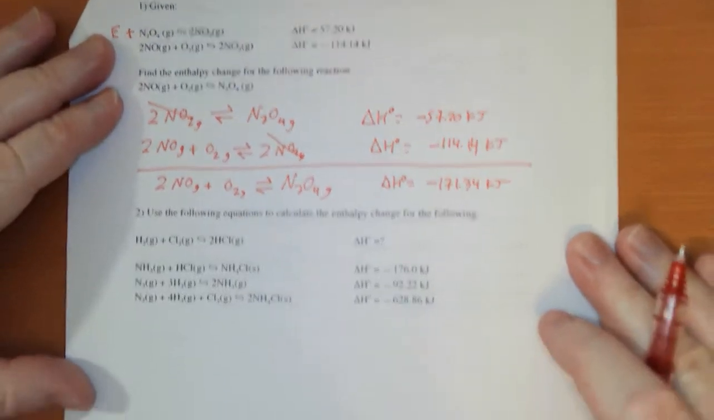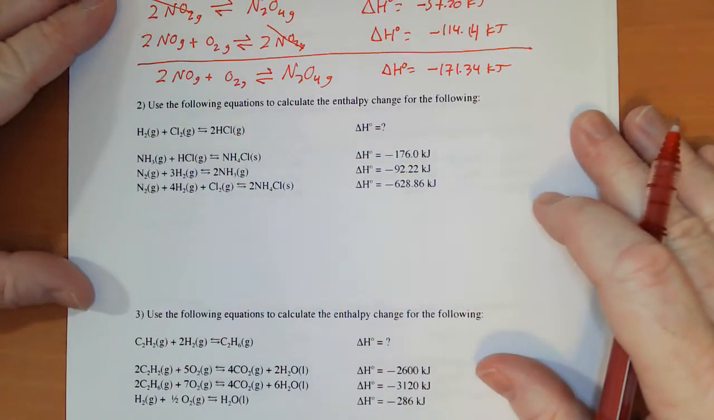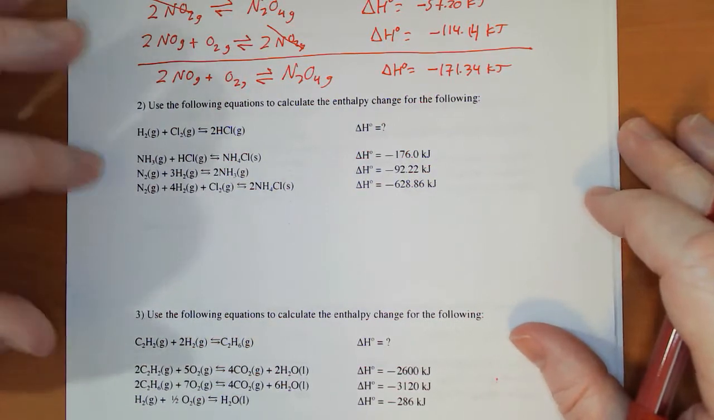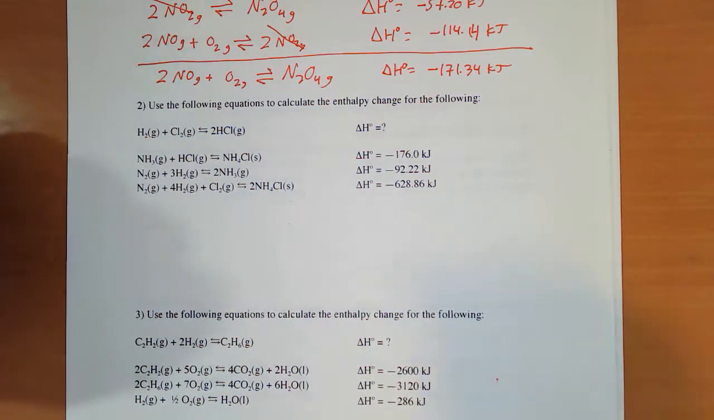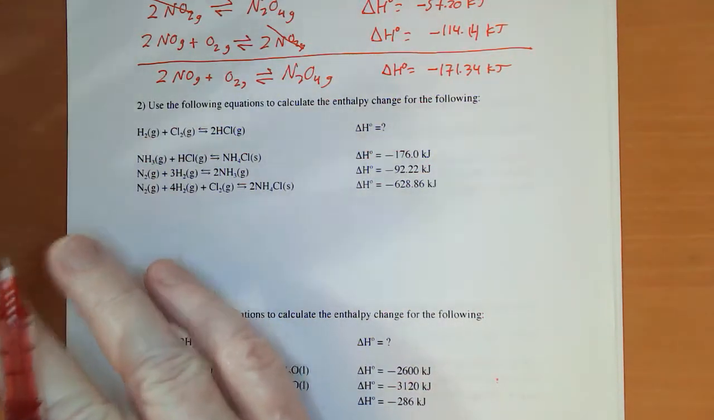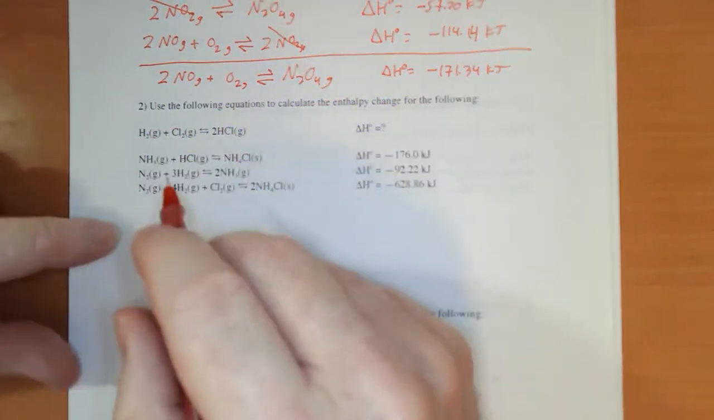Now we're going to move on to look at question 2, where I'm presented with 3 equations, and don't worry about that. Typically, if you have a problem that has 3 equations in it, one of them is just there to make stuff cancel. So, here's my goal.